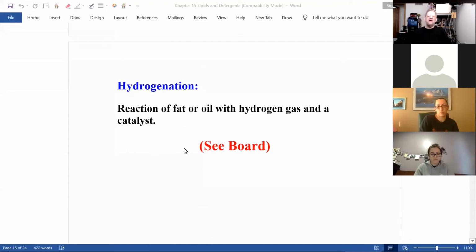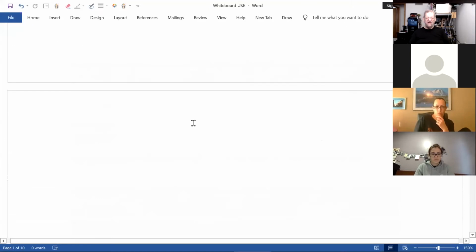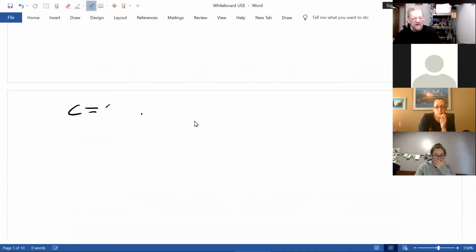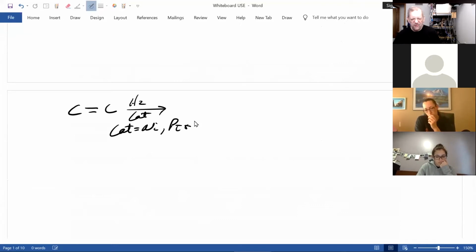Now, let's talk about hydrogenation. This is the reaction of a fat or oil with hydrogen gas and a catalyst, which you learned about in the past. Let's do a little quick review. A double bond reacting with hydrogen and a catalyst, and the catalyst can be nickel, platinum, or palladium. Remember, this is made up of a pi bond.